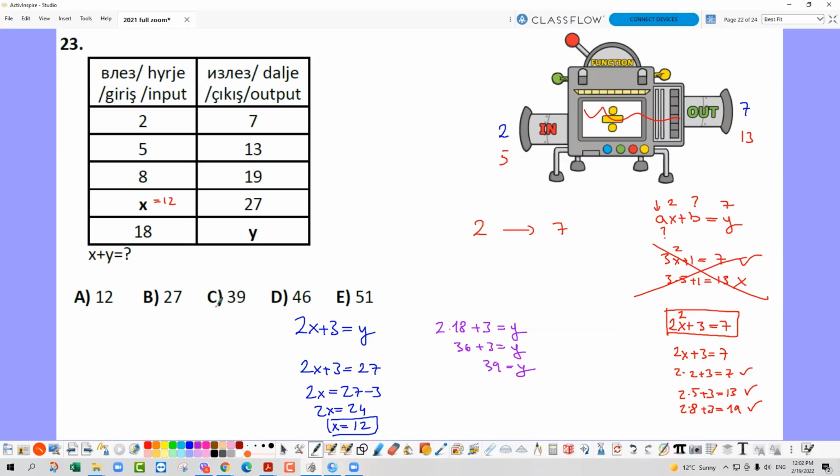Here x is 12 and y is 39, it is given in the question, but it is not asking for 12 and 39. It is asking what is 12 plus 39? Because in the question it is asking x plus y, and x is equal to 12, we found. 12 plus 39 is equal to 51. The answer is going to be E.